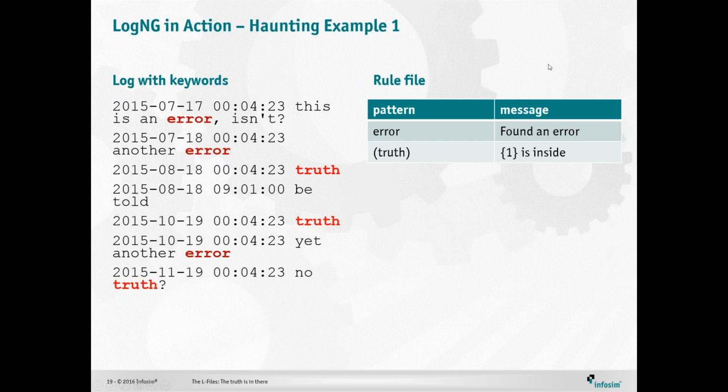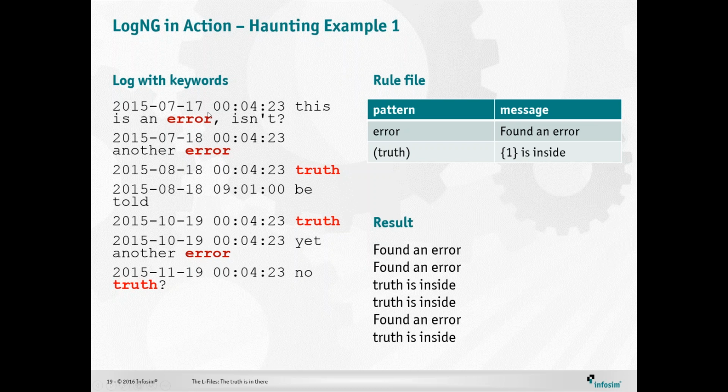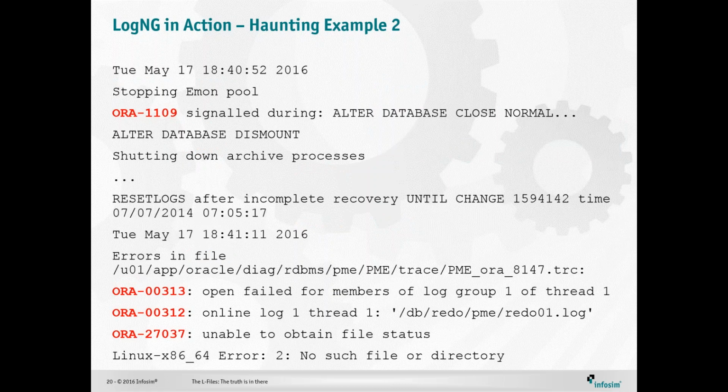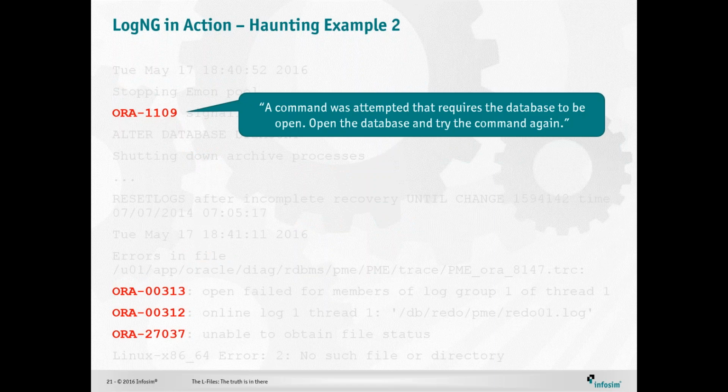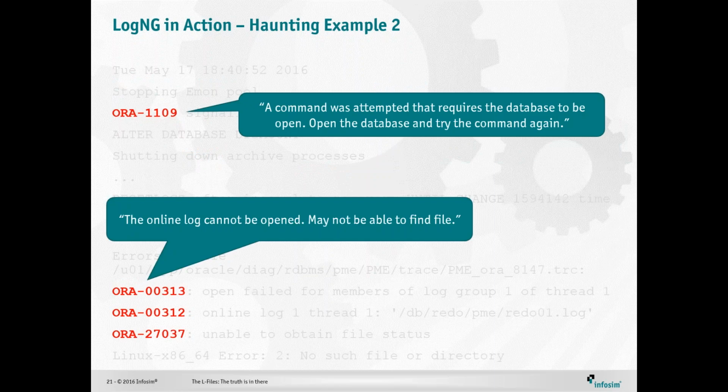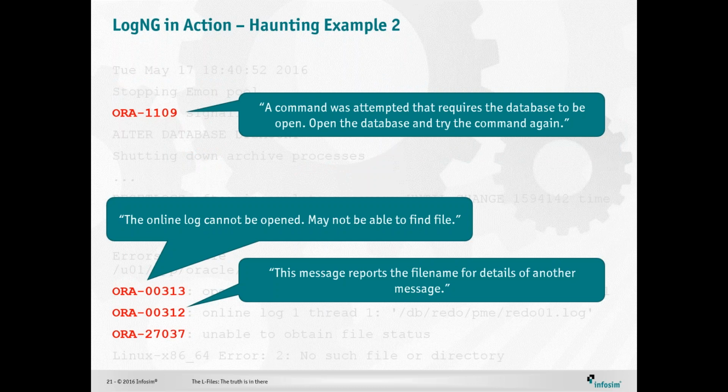So what do you get as a result? Found an error, truth is inside; found an error, truth is inside. So very straightforward. So let's move on to the next example. You remember those cryptic error codes? I looked them up for you, and here you go. This is the translation from the respective Oracle handbook.